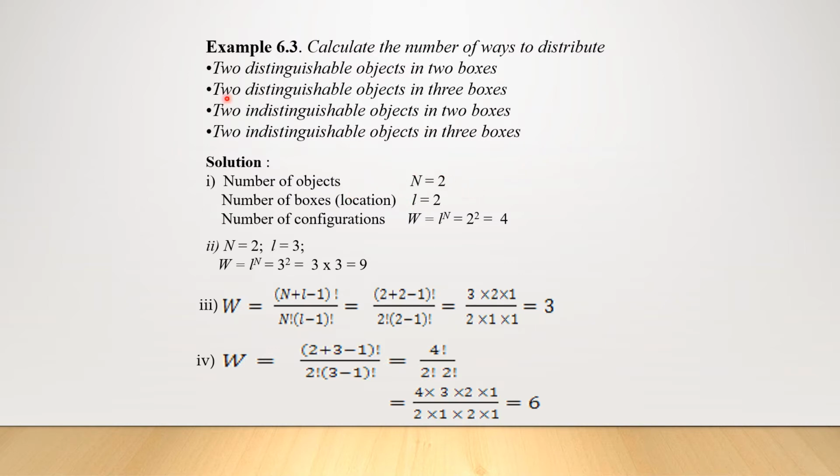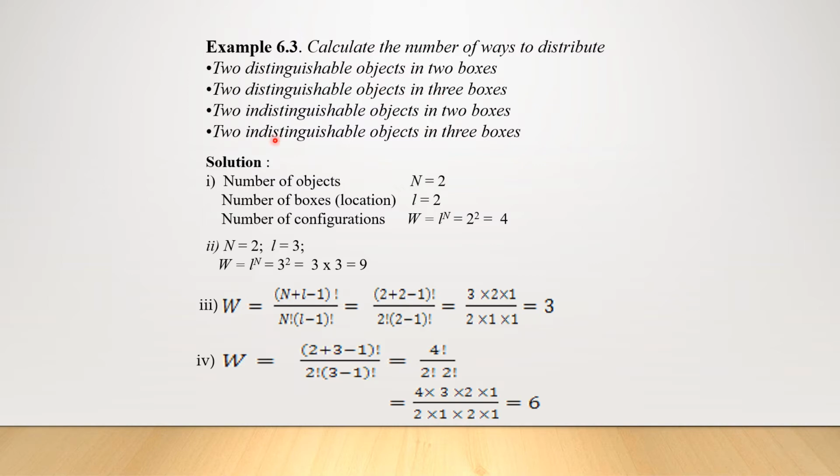Now let us discuss the second case. You have to arrange 2 distinguishable objects in 3 boxes. So again you have to use the same formula. n is equal to again 2 objects, but the number of box locations is 3. So the value of L is 3. The formula is thermodynamic probability W is equal to L raised to the power n. So the value of L is 3 and the value of n is 2. So 3 square, so 3 into 3, that means 9. So there are 9 different ways to distribute 2 distinguishable objects in 3 boxes.